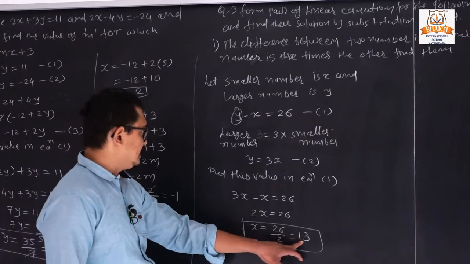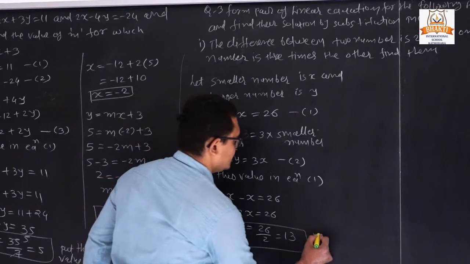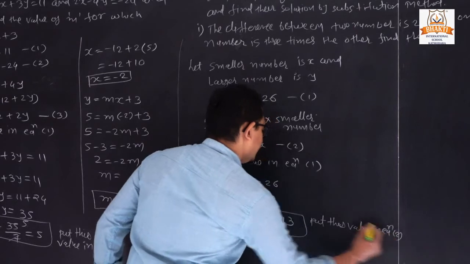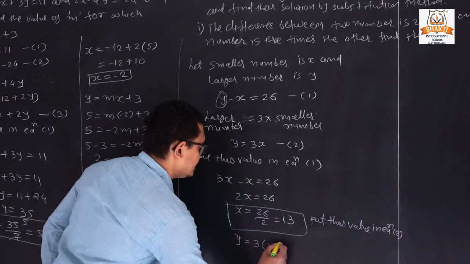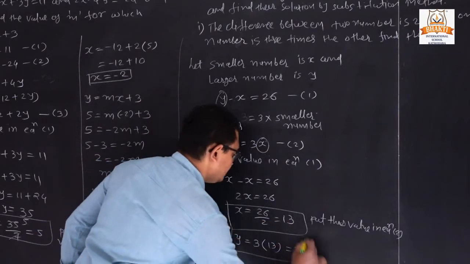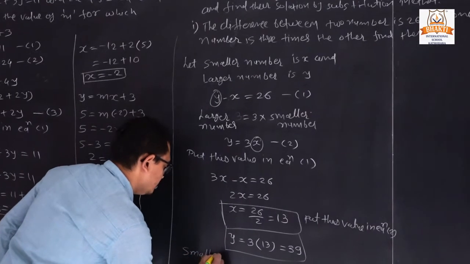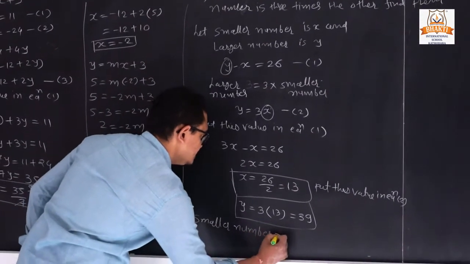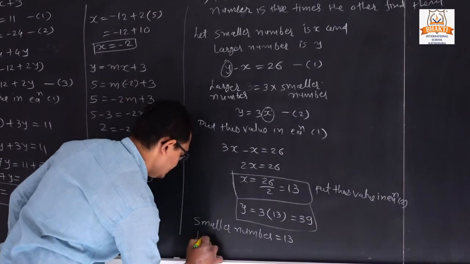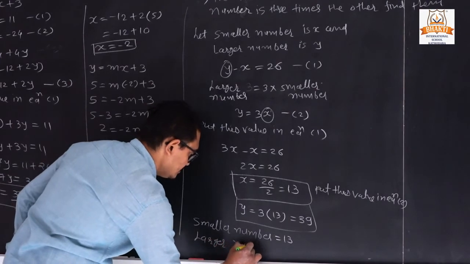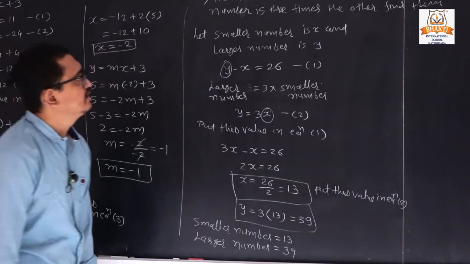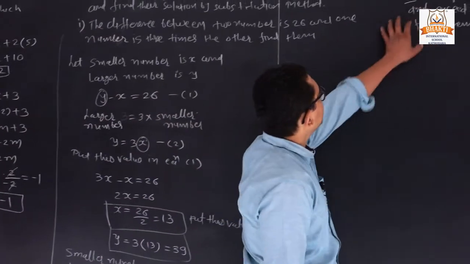Now we will put this 13 into equation number 2. So y is equal to 3 into 13, because x is now replaced with 13. So it is 39. So it means the smaller number is equal to 13 and the larger number is equal to 39. Now next, second question.